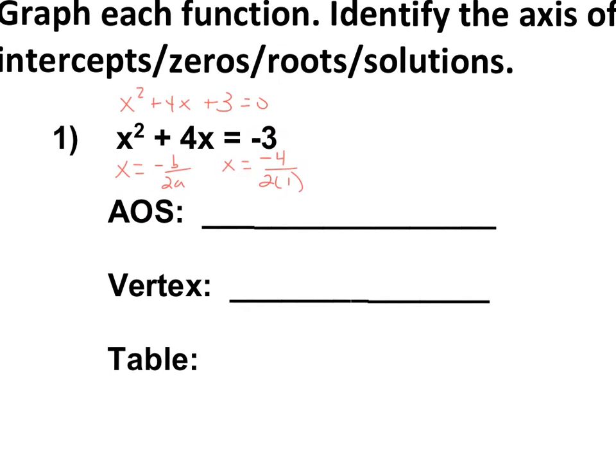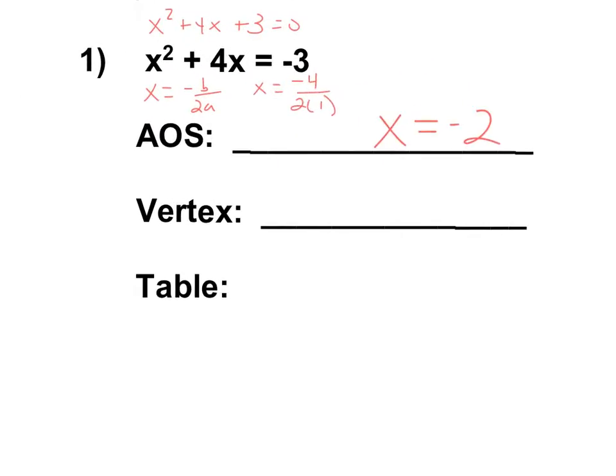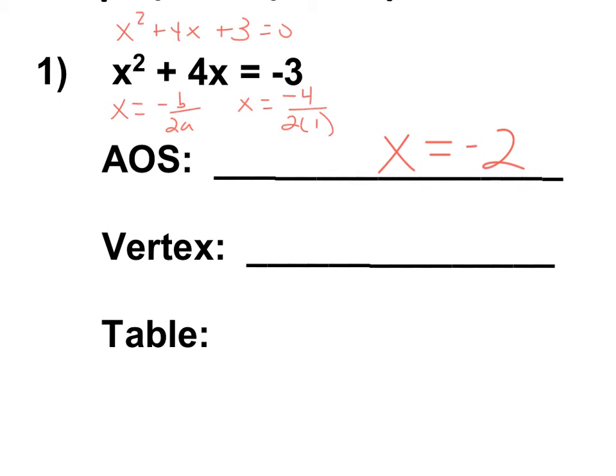Okay, so when we figure that out, that means that we'll end up with x equals negative 2 for my axis of symmetry. So over here for my axis of symmetry, I've got a dotted line on negative 2. So that's where the center is of your parabola. Now I'm going to plug in this negative 2 to find the vertex. We're just going to take this and plug it in up here.